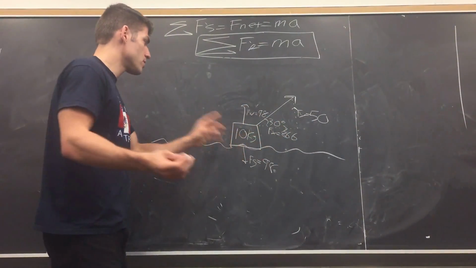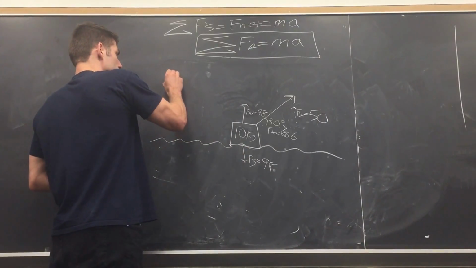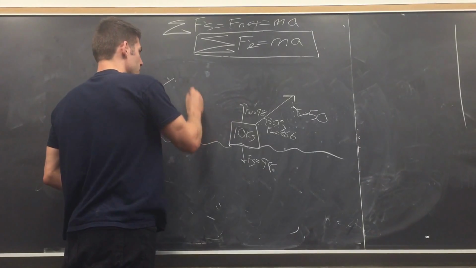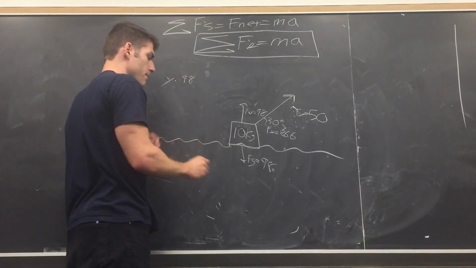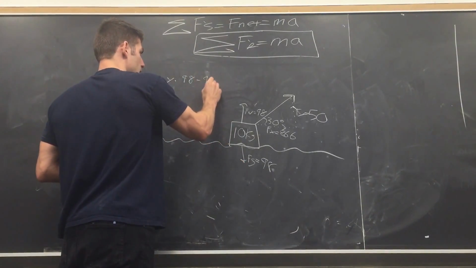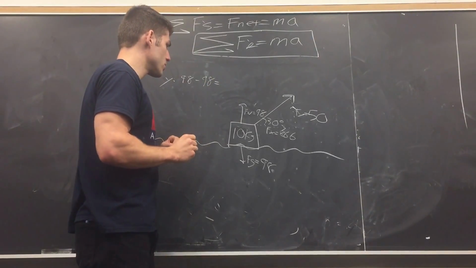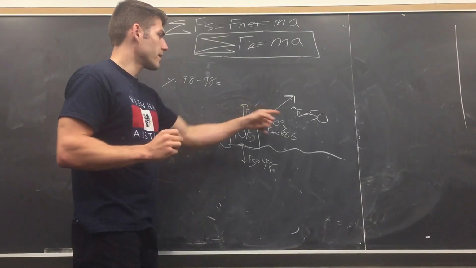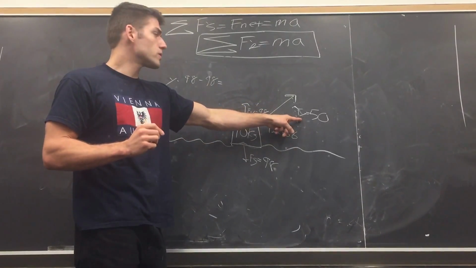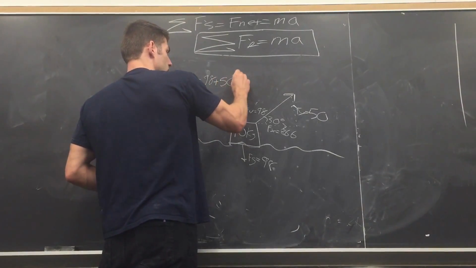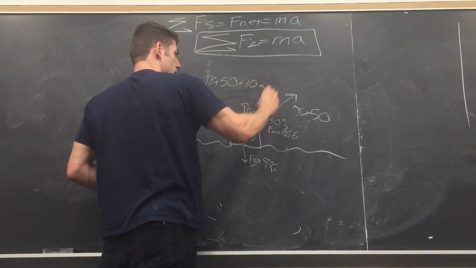We've screwed up. So let's look at our Y, sum of the forces. Let's say this one's positive. So it's 98 going up minus 98 going down is equal to, well, wait a second. We've got another force. We've got a force Y with 50 going up, so we're not done. We also have to say plus 50 equals 10 times A.